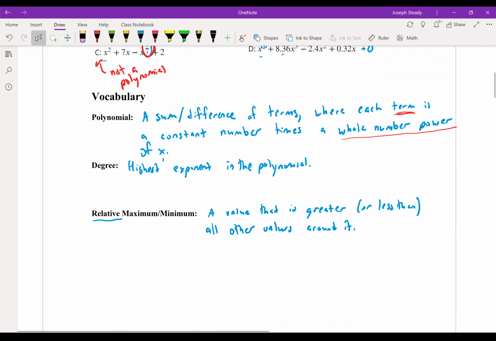Now the easy way to think about this is that a relative max, I'm going to draw a quick graph here, could be anything on top of a hill. So this is a relative max, this is a relative max. Whereas if we look down here, anything at the bottom of a valley, this is a relative minimum. So that's how we define relative max and relative min.